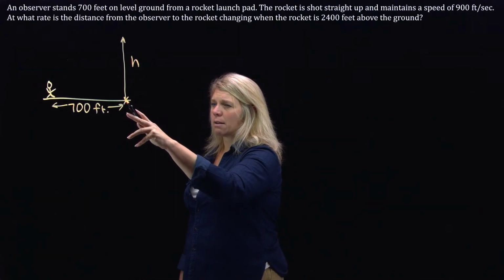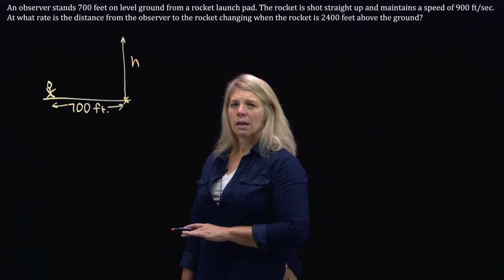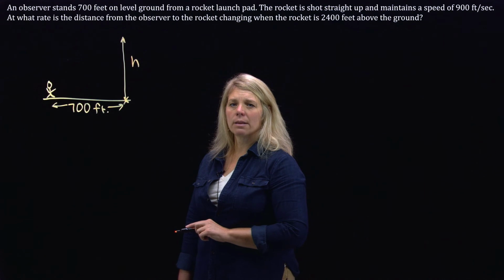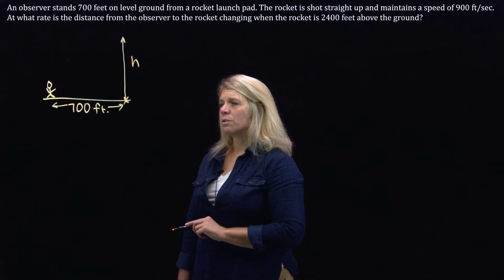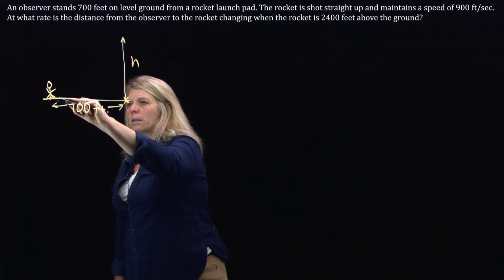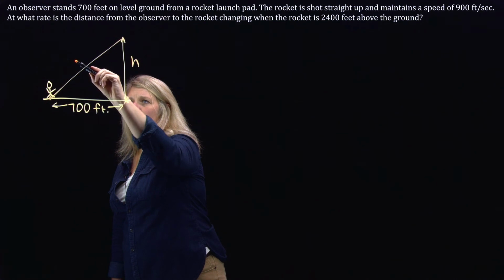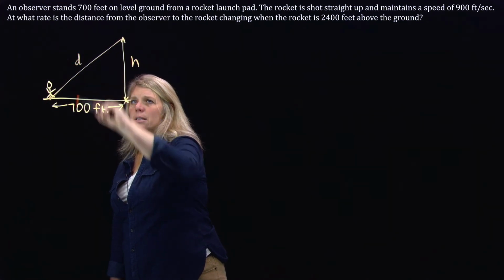When it starts out, the rocket is on the ground, and then it goes up, and we've got a rate of change for that height. And then we're asked some information about the distance from the observer to the rocket. So we're going to assume we measure that distance from this point on the ground at the foot of the observer to the rocket. And this is what we're asked to find, this distance here.